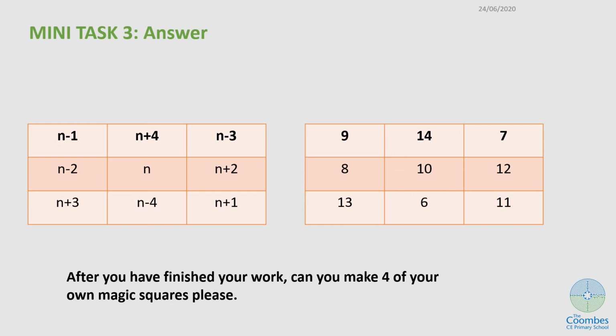Now, what is the magic number? The magic number is, if you add up these here, you should get the same total for all of them. So I can see 9 add 10 add 11 will give me 30. Because this 21 add 9, that's 30. And it should be 30 for all of them.